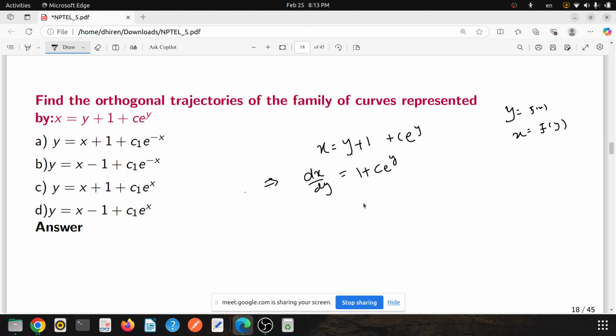Then you can see that in this equation x minus y is equal to 1 plus c e power y. So you can check that 1 plus c e power y is equal to x minus y. So you can substitute: dx by dy is equal to x minus y.